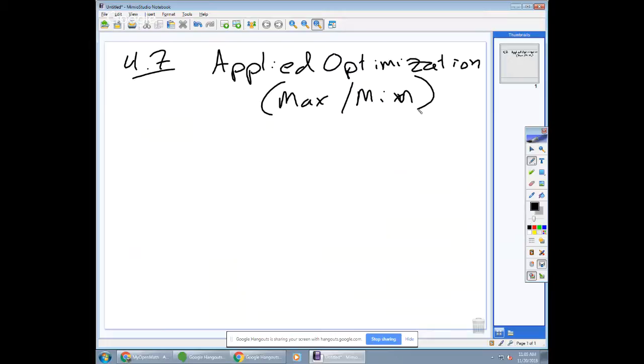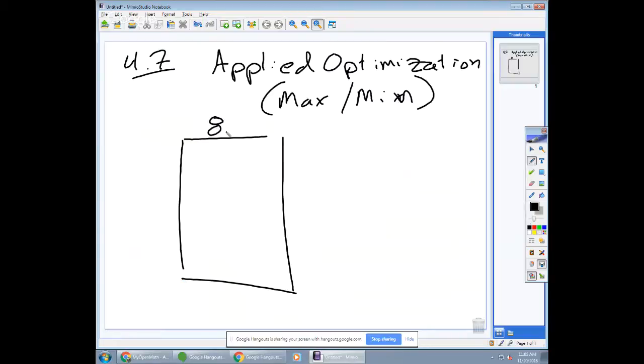So the problem we're going to look at is we have a sheet of cardboard or paper, and let's say it measures 8.5 inches by 11 inches, since that's standard paper in the US. And what we want to do is turn this into an open top box.